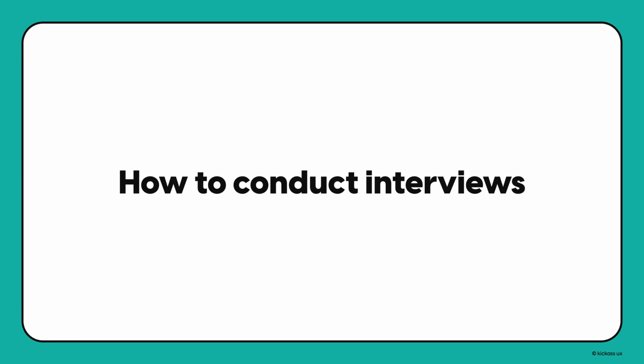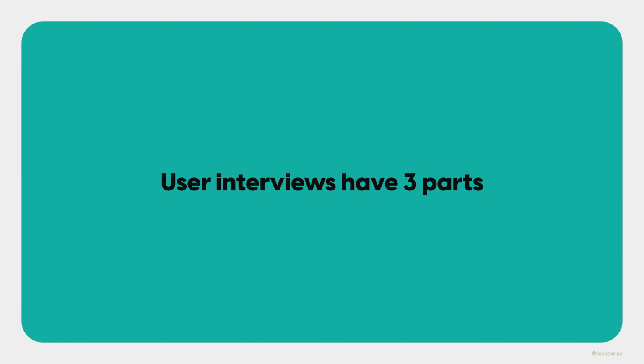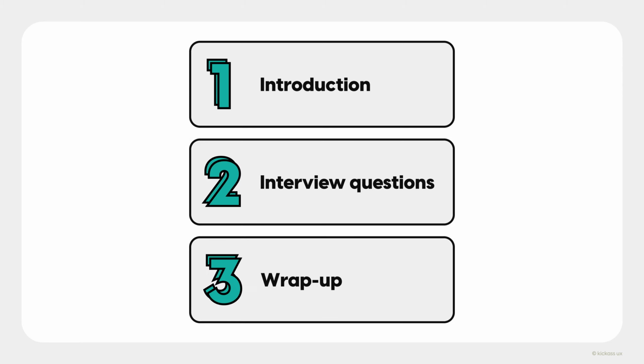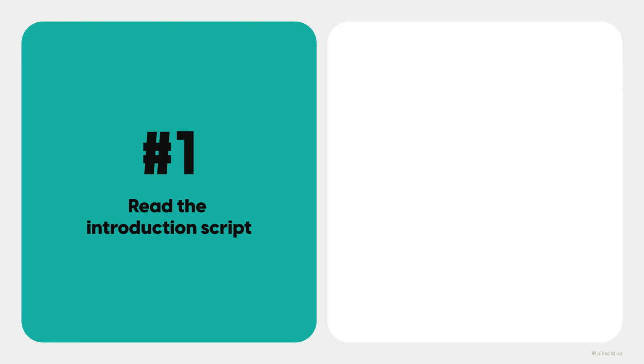After your script is ready and your participants are recruited, all you have left to do is run each user interview. So let's talk about how to run one for yourself. Remember, each user interview has 3 parts: the introduction, the questions, and the wrap-up. With this in mind, the first thing you do is read out the introduction script to the participant.